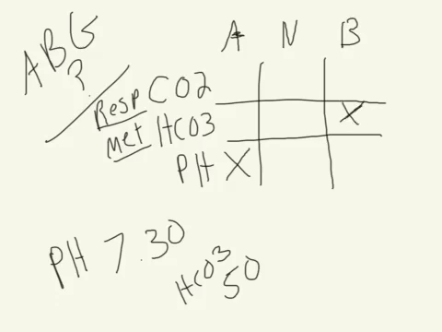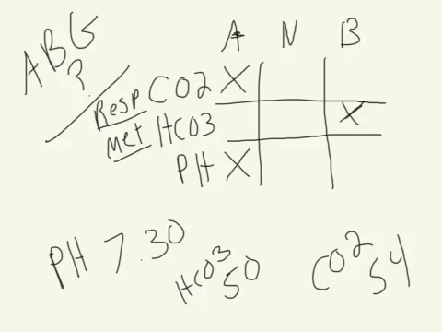It's more base. Now we'll say our CO2 is 54. A normal CO2 reading is normally 35 to 45, so we can see this is more acidic. So we're going to draw an X by the CO2 on the acidic side.